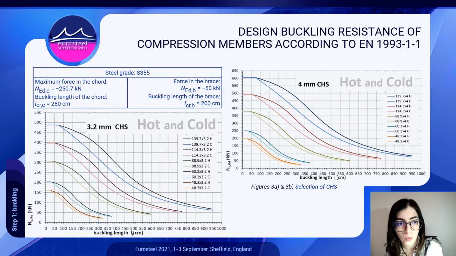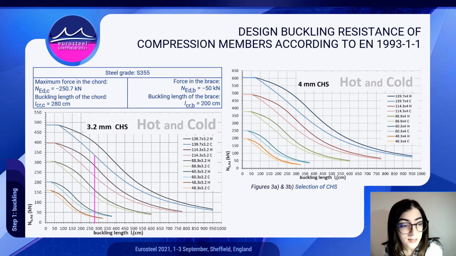I want to adopt the chord, and the specified steel grade was S355. The force in the chord was around 250 kilonewtons, and the length of the chord 280 centimeters. Let's assume I have buckling resistance curves already constructed for both hot finished and cold formed circular hollow sections of 3.2 and 4 mm wall thicknesses. On the horizontal axis of the first set of curves, I mark the buckling length of the chord and draw a vertical line from the marked point.